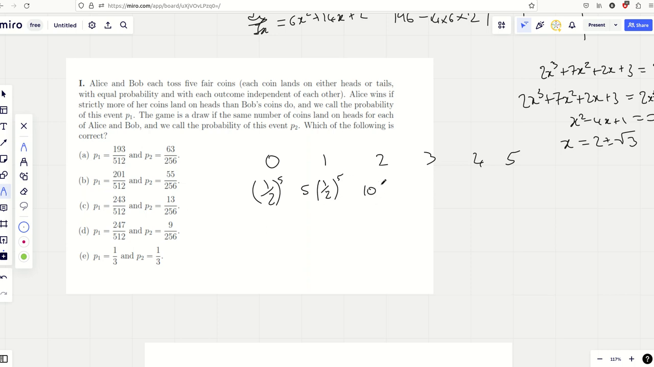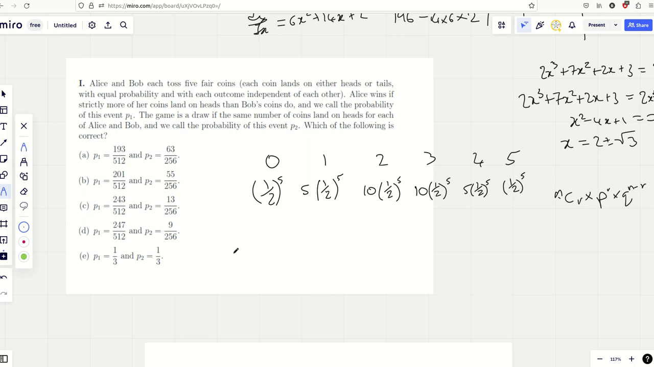This is 10 times a half to the 5. In the old days this was common knowledge. Now you all use calculators. I suppose it's not so widely understood, which is such a shame. But all I'm doing here is using n choose r multiplied by p to the power of r multiplied by q to the power of n minus r, where q is 1 minus p. And this is a half to the power of 5. So these are the probabilities of tossing 0 heads, 1 head, 2 heads, 3 heads, 4 heads, or 5 heads. It's a binomial distribution.